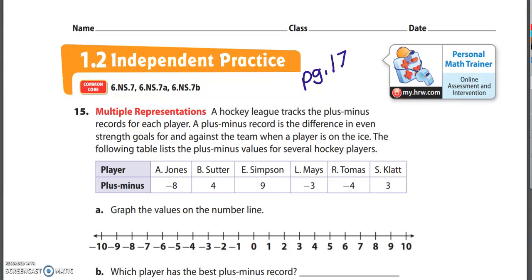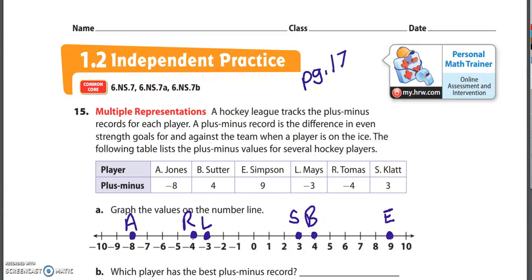So Jones is at -8. So I want to put a -8 here. And his first initial is A, so I'm just going to put an A for Mr. Jones. The next player is at +4, and I'm going to put a B for his first initial. The next player, Simpson, is at +9, and I'd put an E because his first initial is E. The next player is at -3, I'm going to put an L. The next player is at -4, I'm going to put an R. And the last player is at +3, that's S.